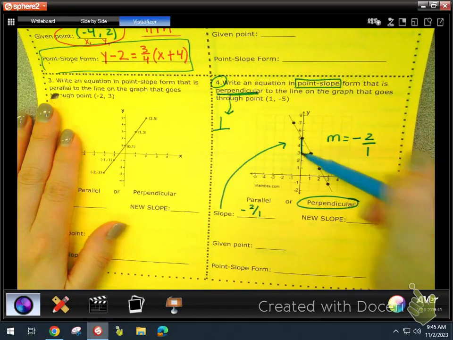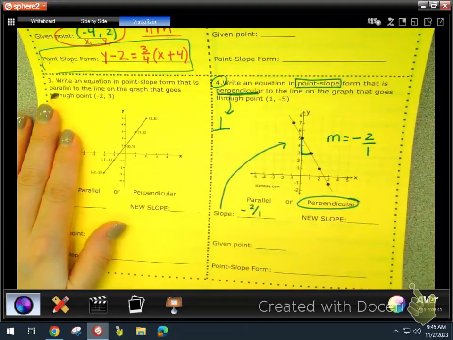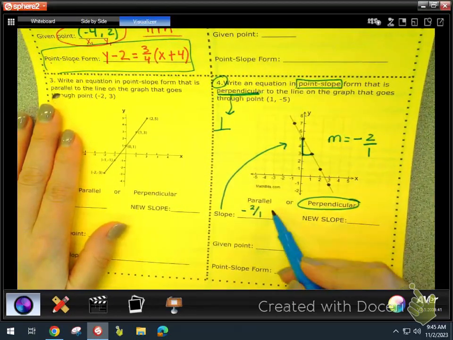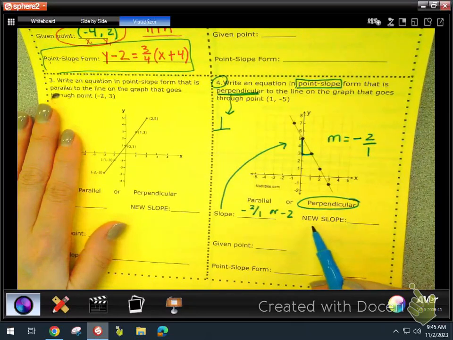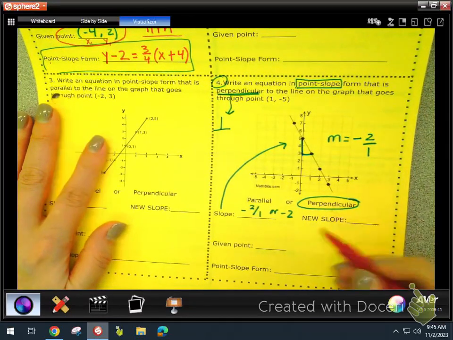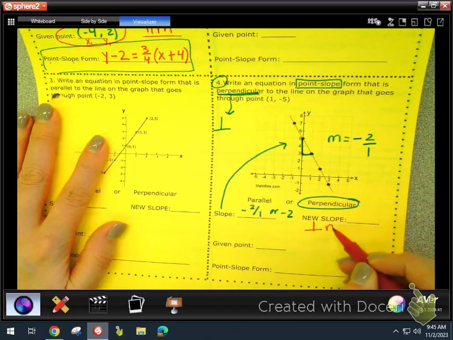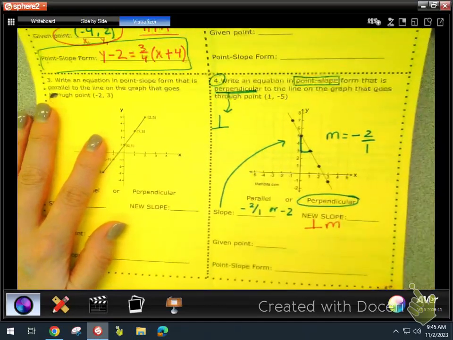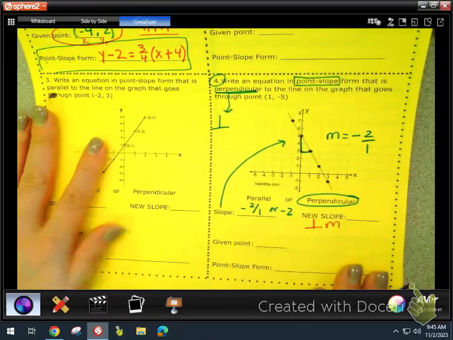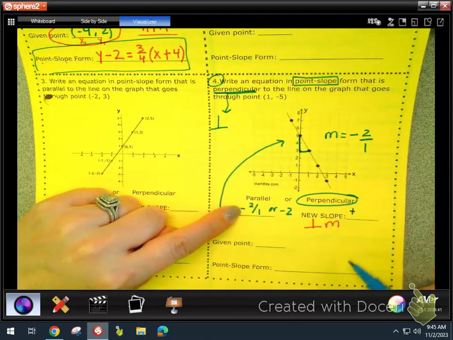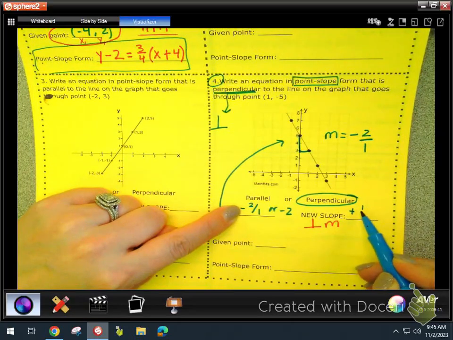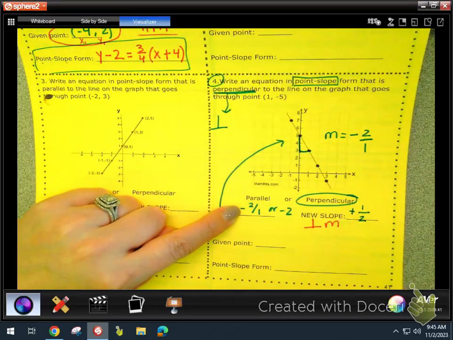-2 over 1. I'm going to keep it like that. I could just put -2, we only went down 2. -2 is fine. What kind of slope do we want? It says new slope, but what kind of slope do we want? Positive slope. We want a perpendicular slope, so we've got to flip it and change it. You're right, it is going to be positive because the original is negative. So positive 1 over 2.